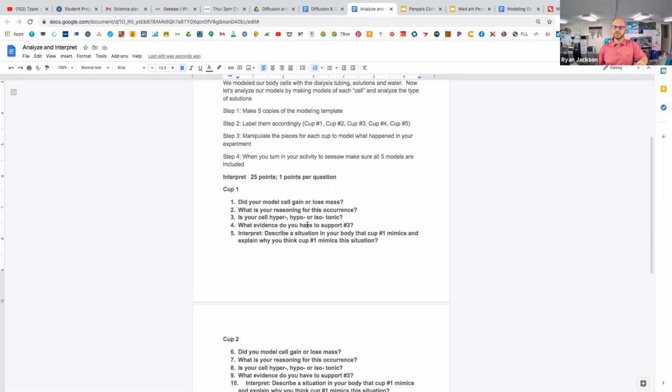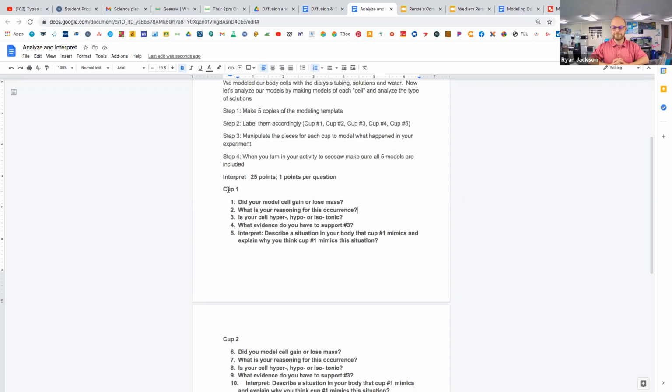If a gain or loss, then you're using number one to answer number four. And 5, interpret. Now, this is where you have to figure this out in your body. Describe a situation in your body that cup number 1 mimics, and explain why you think cup number 1 mimics this solution. Okay? So these are the questions you have to answer for each cup. Really simple, because you should just already be doing this from your data table and from your models. It's just kind of explain to me what happened. Okay? So it's not super hard to do this, but I want to make sure you understand what's happening.